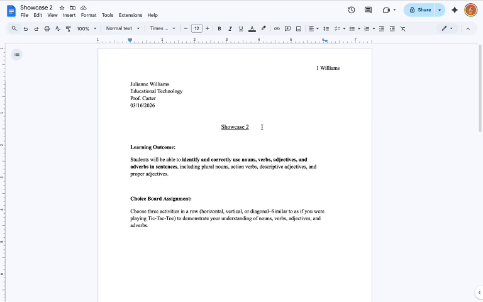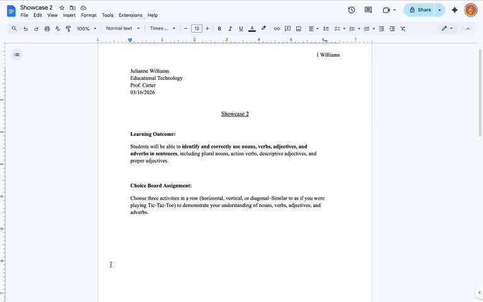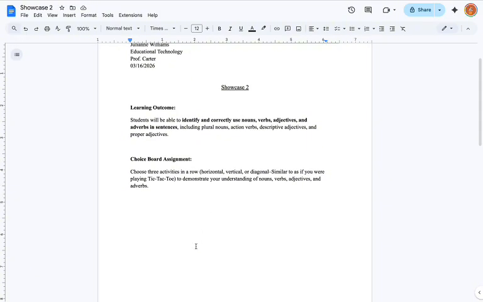This is Showcase 2 for Educational Technology, and the learning outcome I have for this is that students will be able to identify and correctly use nouns, verbs, adjectives, and adverbs in sentences, including plural nouns, action verbs, descriptive adjectives, and proper adjectives. And I'm giving them a choice board assignment, which will be choosing 3 activities in a row, similar to tic-tac-toe, to demonstrate the understanding of nouns, verbs, adjectives, and adverbs.